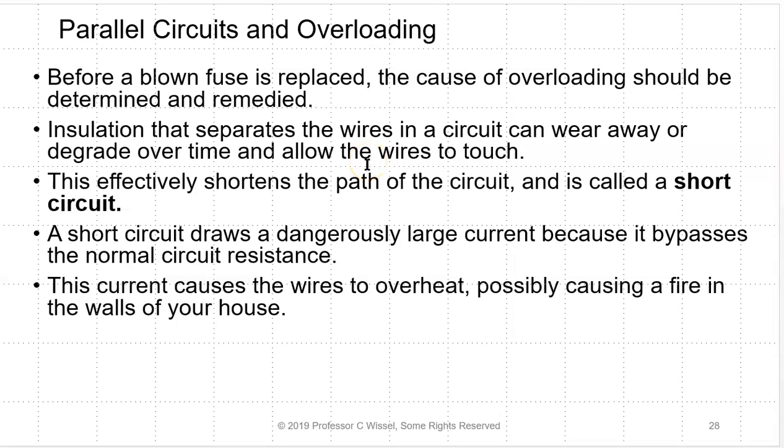Insulation that separates the wires in a circuit can wear away or degrade over time, and this can allow the wires to touch. This effectively shortens the path of the circuit. It's called a short circuit. A short circuit will draw an abnormally large current that becomes dangerous because it bypasses the normal circuit resistance. This current causes the wires to overheat, possibly causing a fire in the walls of your house. That kind of fire is extremely difficult to detect, and it can burn down your house.